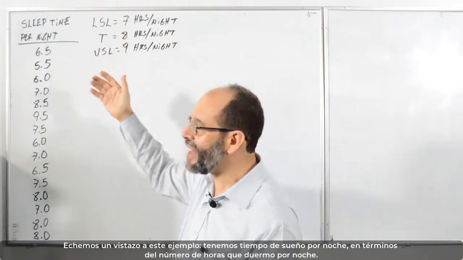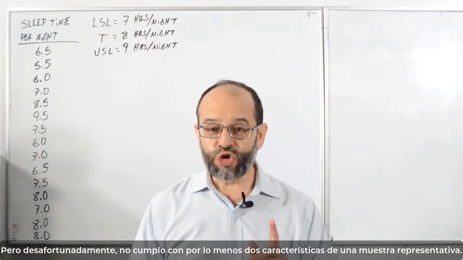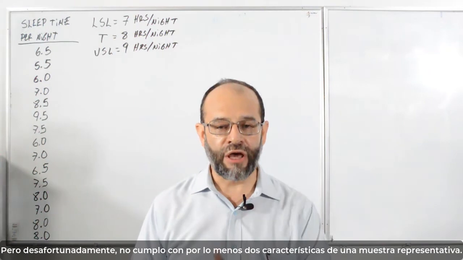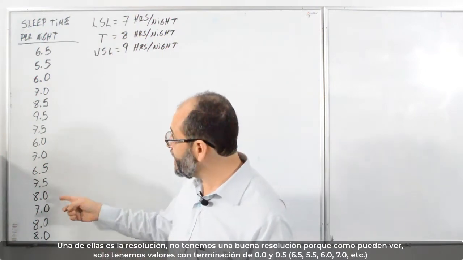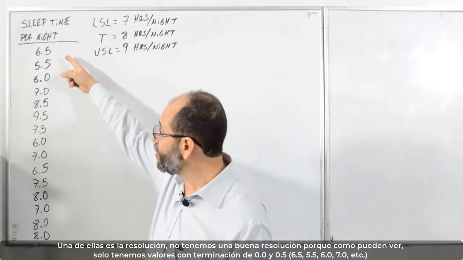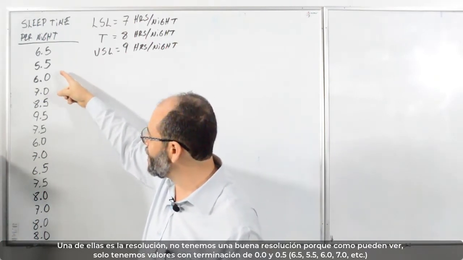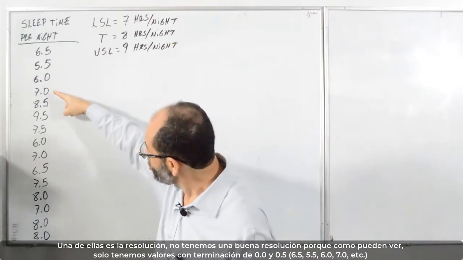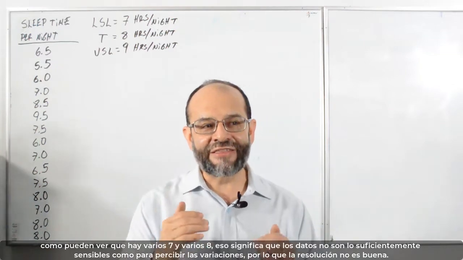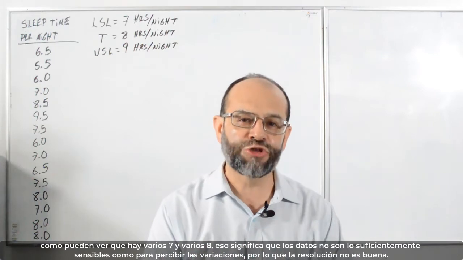We are having sleep time per night, in terms of how many hours I sleep per night. But unfortunately, at least two characteristics are not met for this data. One of them is resolution. We are not having a good resolution because, as you can see, we are having only values of 0 and 0.5. So you have 6.5, 5.5, 6.0, 7.0. You can see you are having several 7s, you are having several 8s. That means that the data is not sensitive to perceive the variability, so resolution is not good.